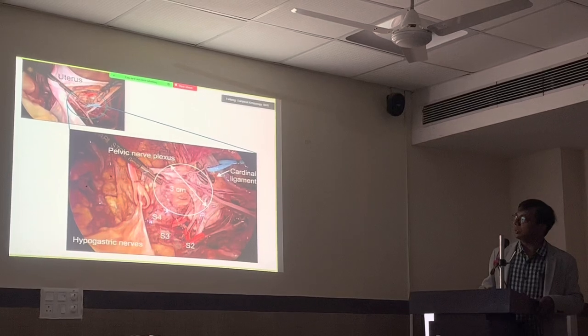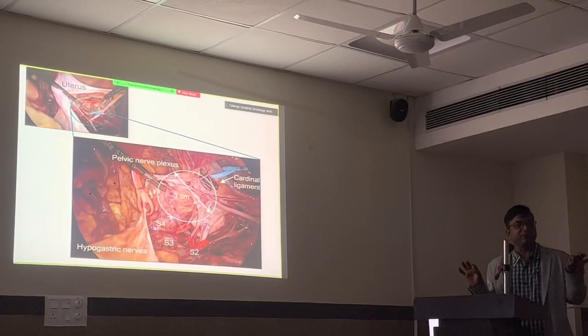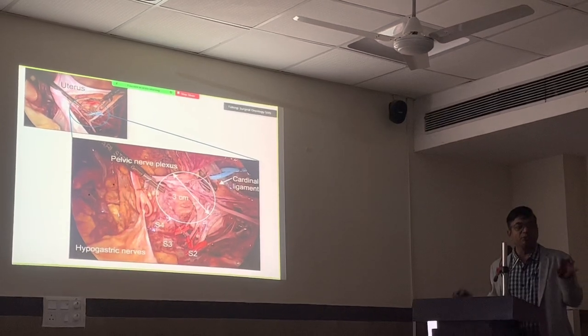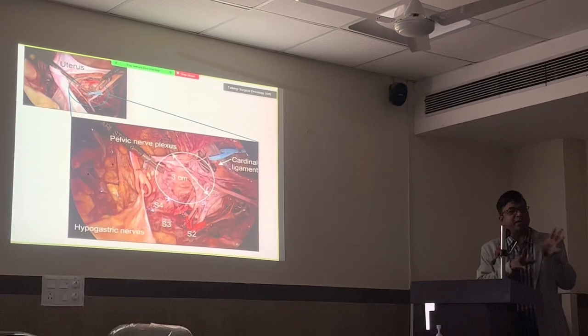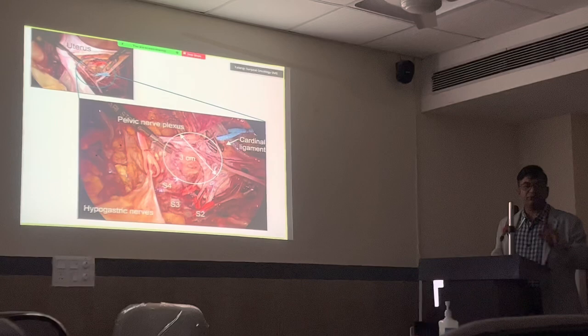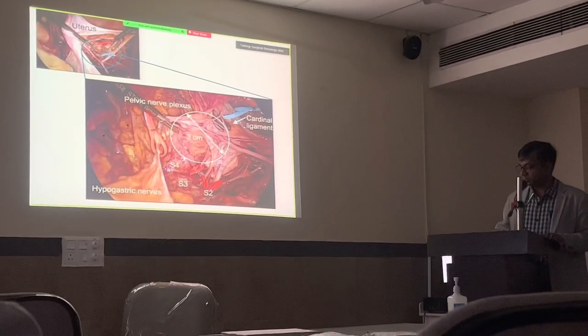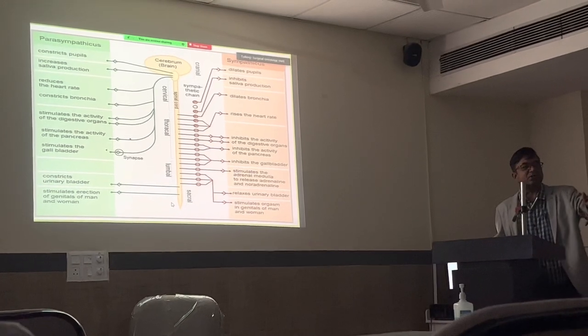That region of almost 3 cm is a crisscross network of fine nerves. So you won't see a big bulky nodule there. It's just a fine branching pattern of nerves. How to preserve the bladder branches, I will talk about in my later slides.